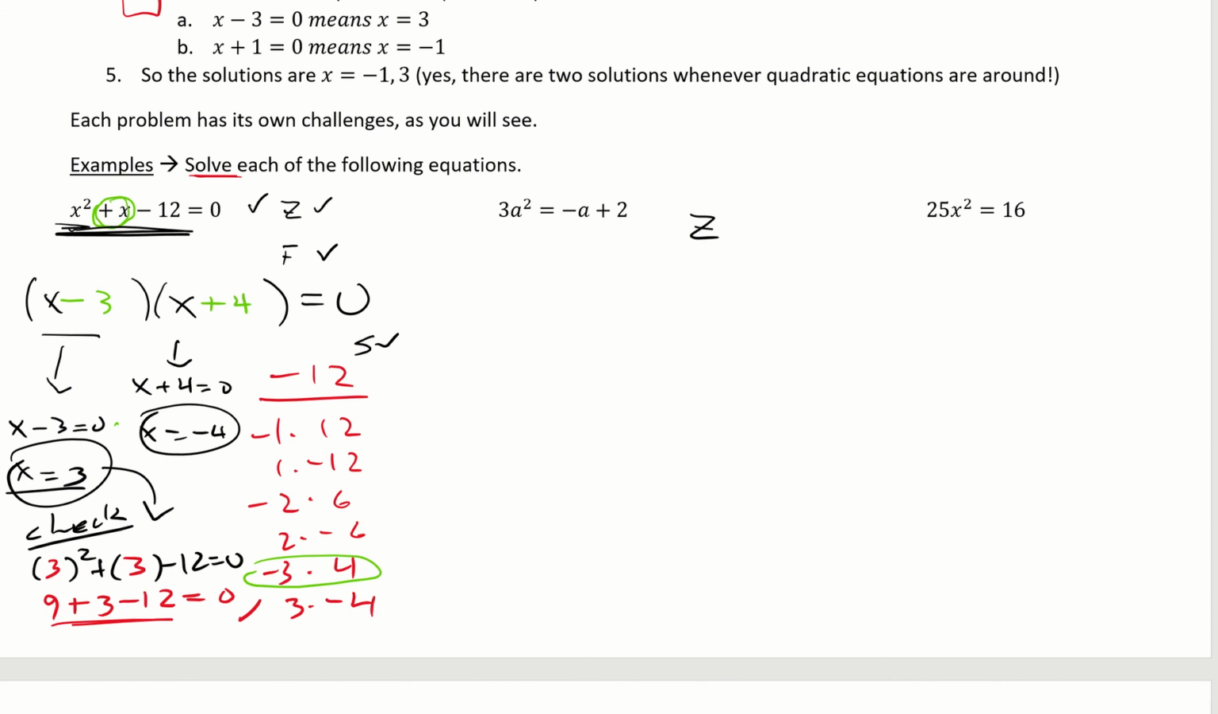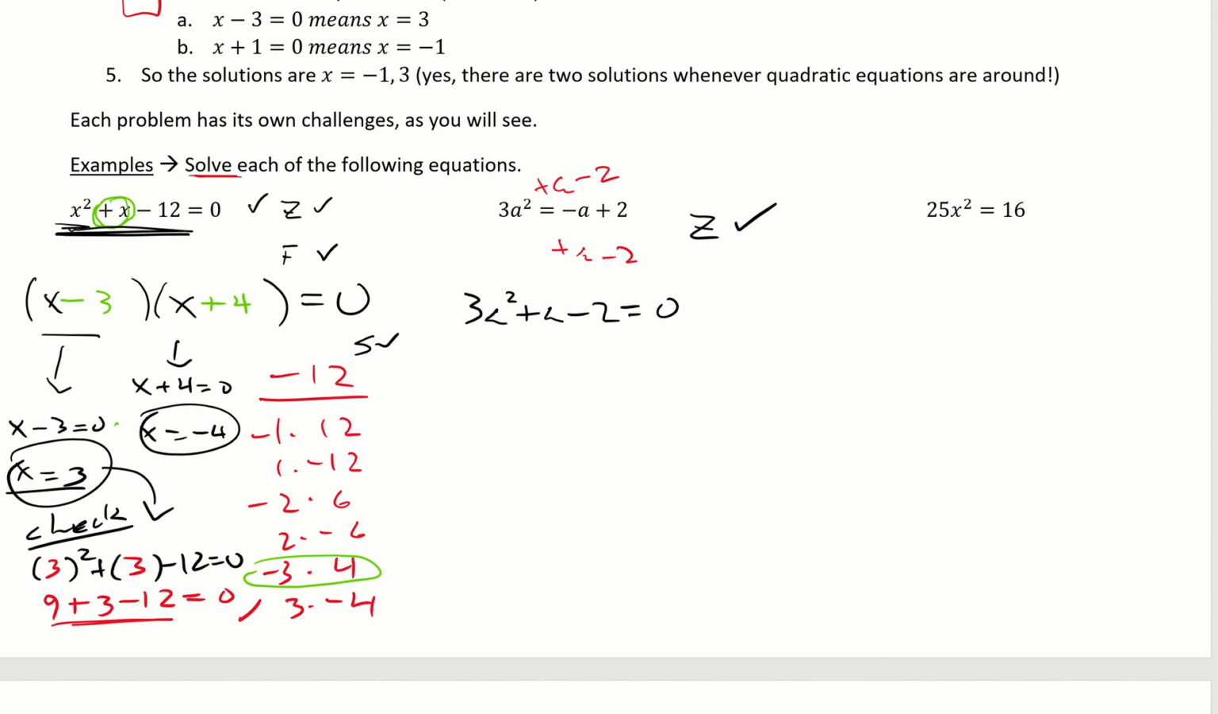Now on this one, we got to get 0 on one side. We don't have it. So what do we do? Well, we add a, subtract 2. On the left-hand side, you're left with 3a squared plus a minus 2 is 0. Check. We got 0.